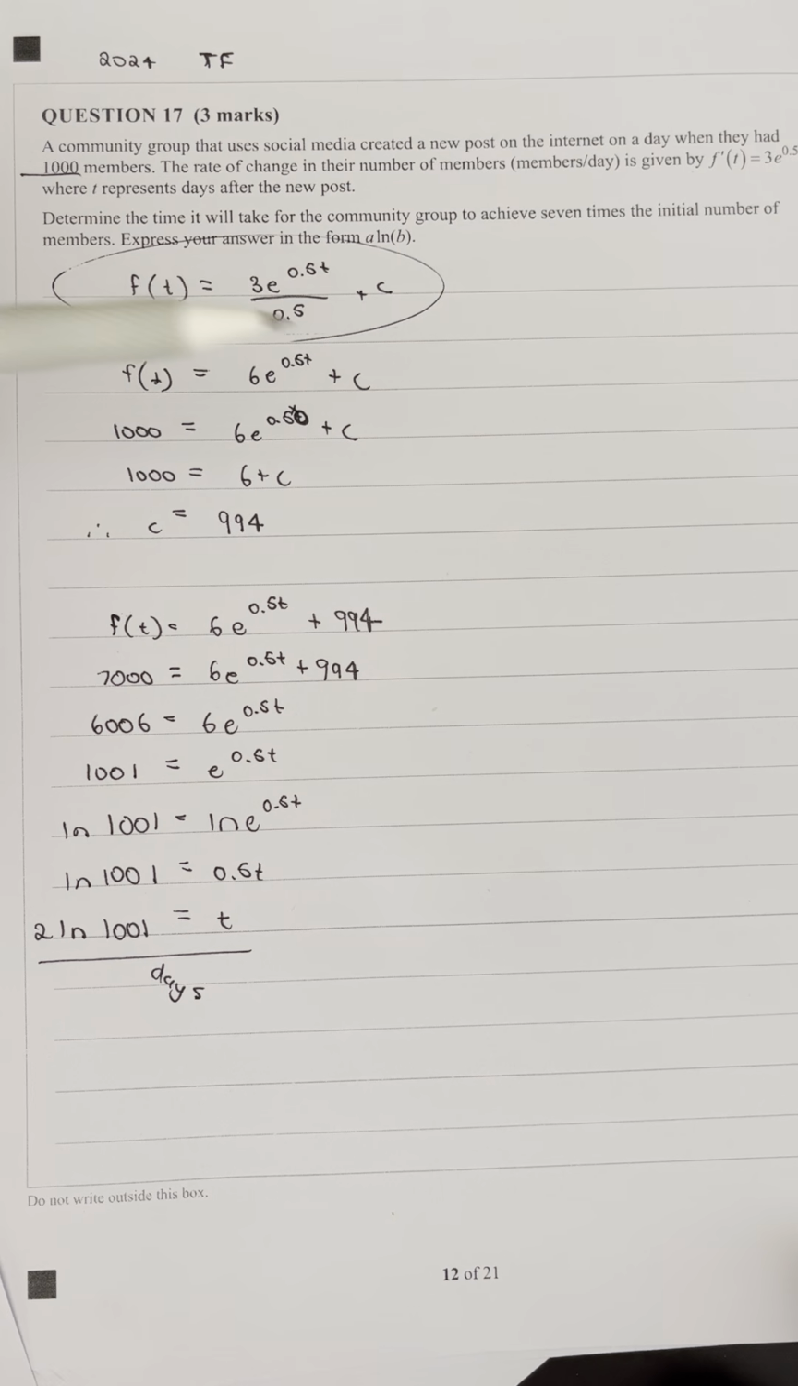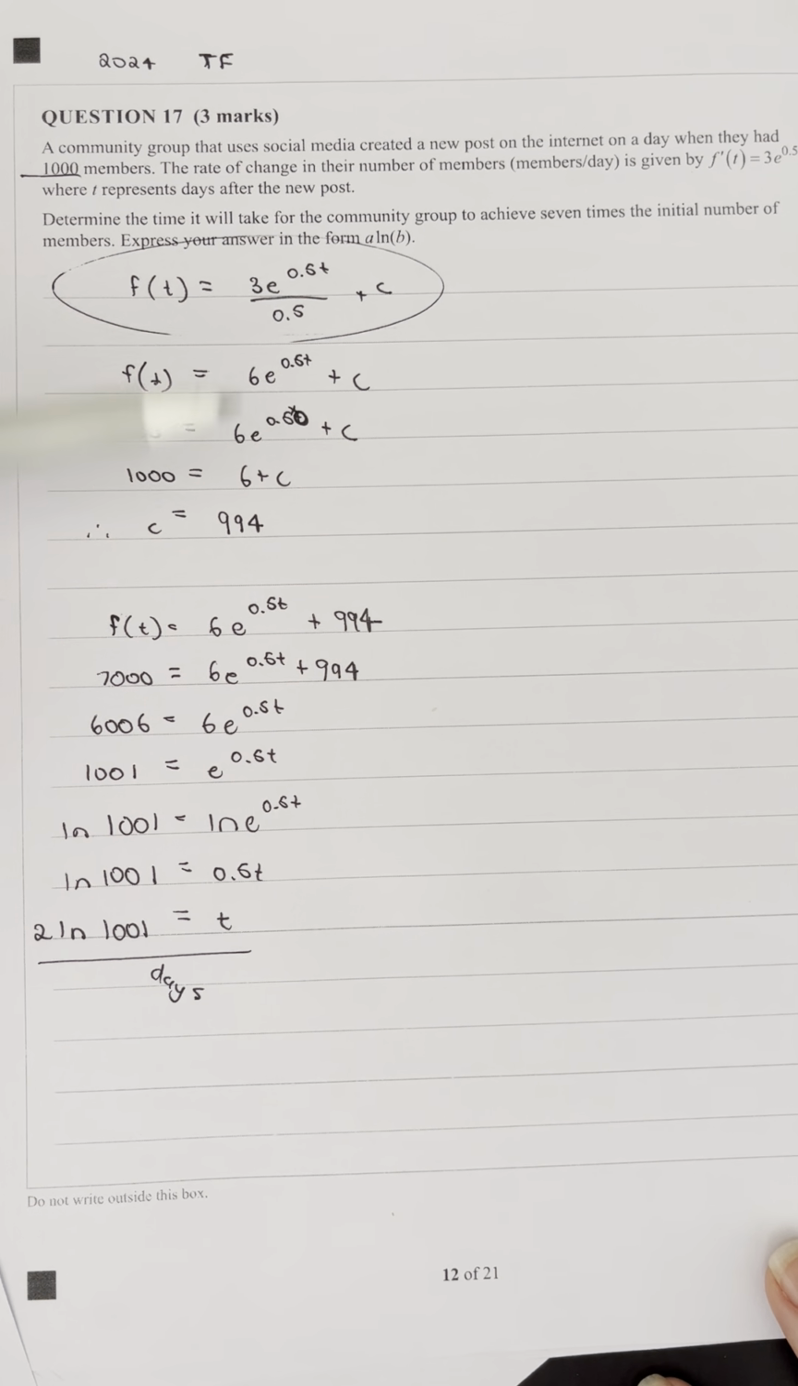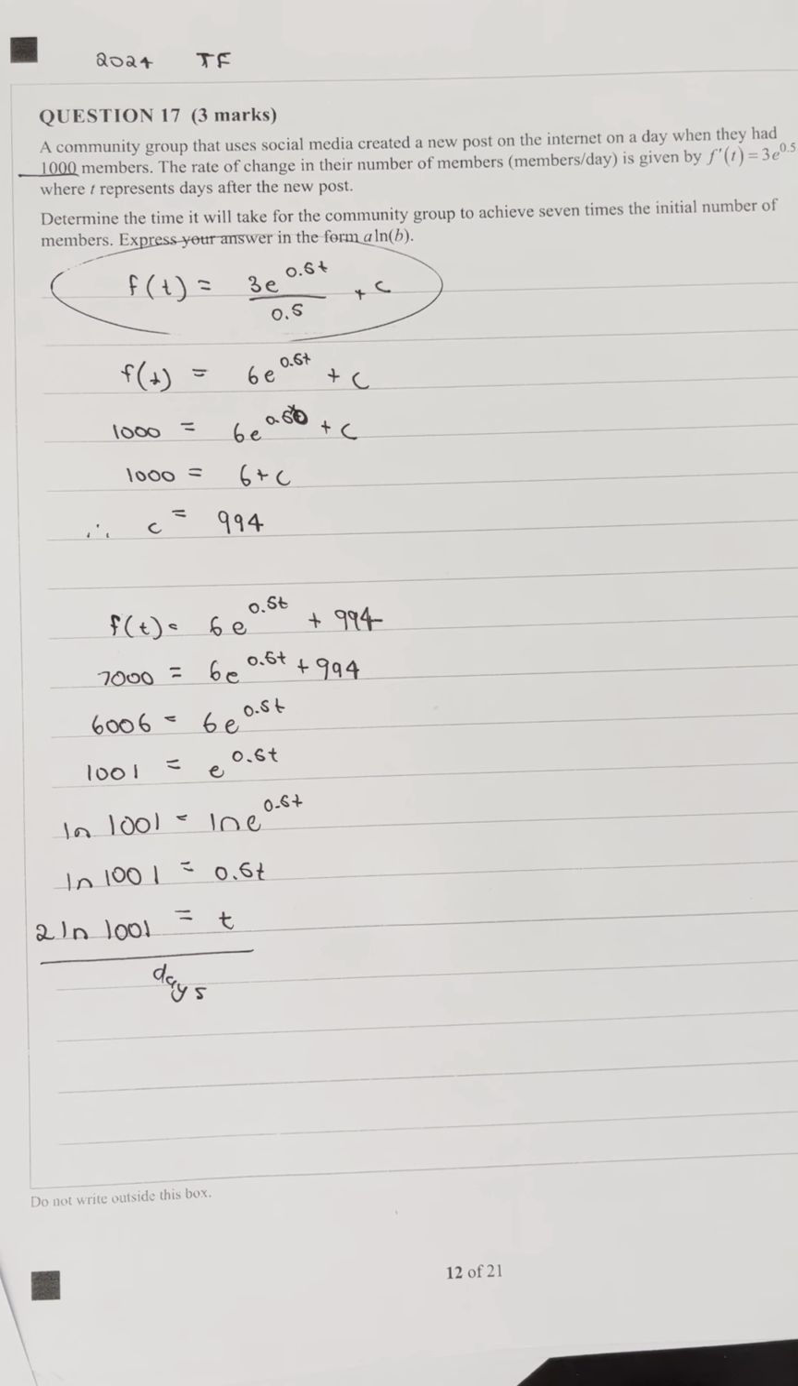So in the marking scheme, an allocation is given for finding the integral, and then for solving and finding the number, for substituting in the 7,000 and then finding the number of days. So I still would have got those same allocated marks for mine.